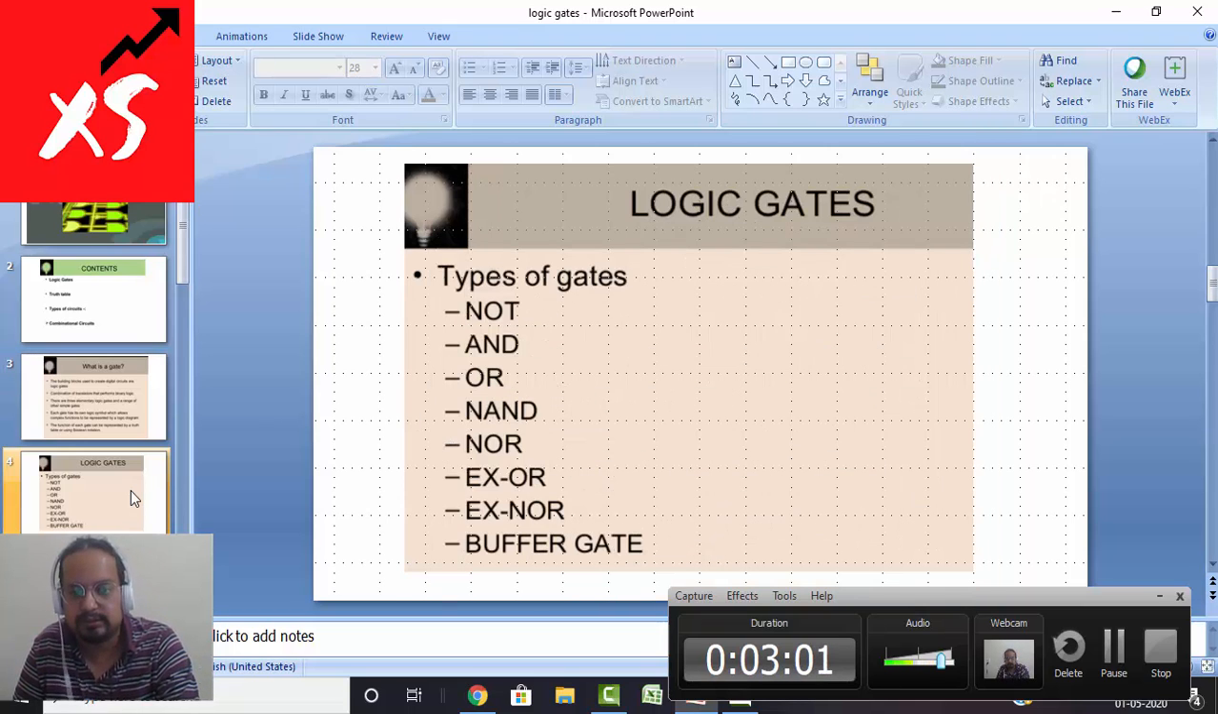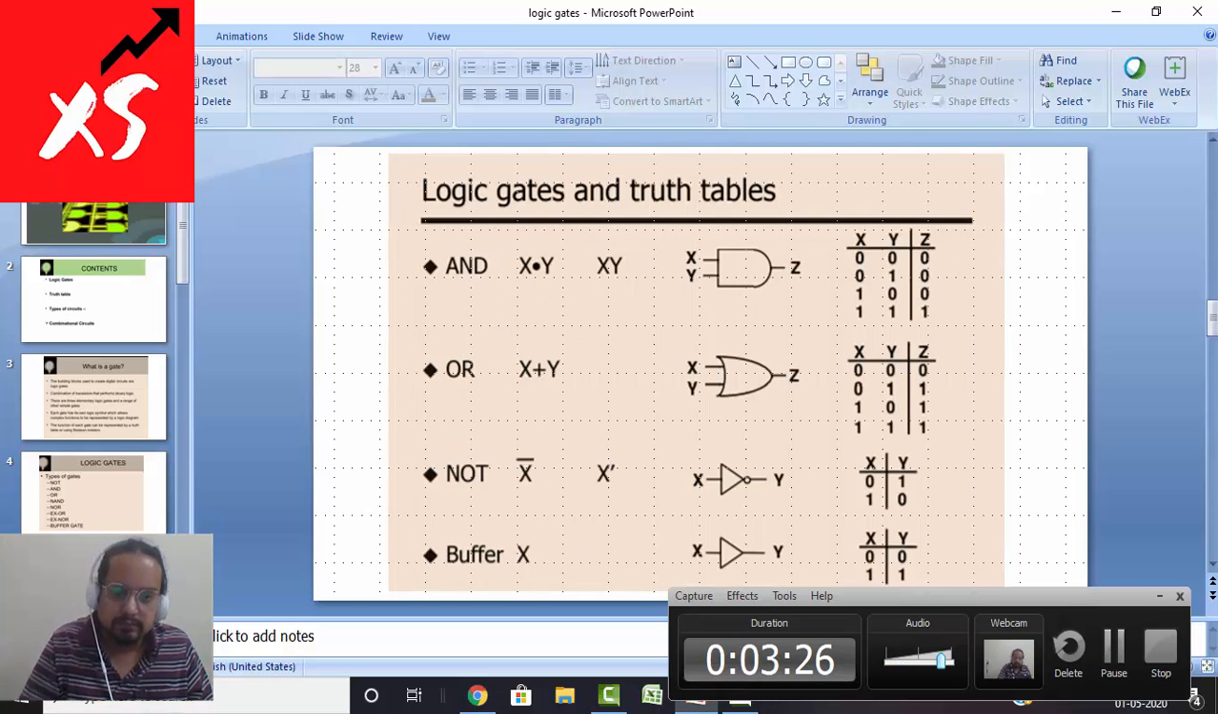What are the common logic gates? As I said, the first three are the most important ones: NOT gate, AND gate, and OR gate. Then you start combining these, and you get NAND, then NOR, then XOR and XNOR, and then there is the buffer gate. We will go through these and understand their truth tables and also see their diagrams and symbols.